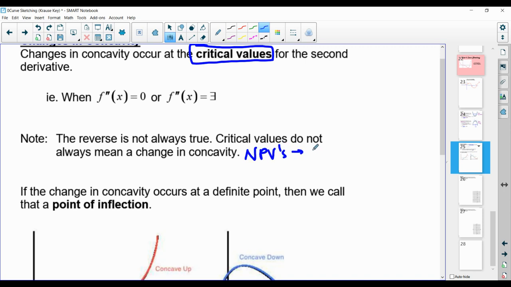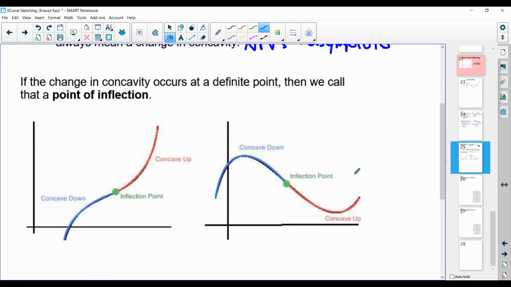Critical values often indicate asymptotes, not a change in concavity. And so it's important to know that if there's a change in concavity, we have a critical value, but if we have a critical value, it doesn't always mean a change in concavity. Now, if the change in concavity occurs at a specific point, we call that point the point of inflection.